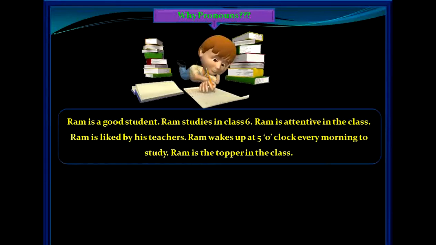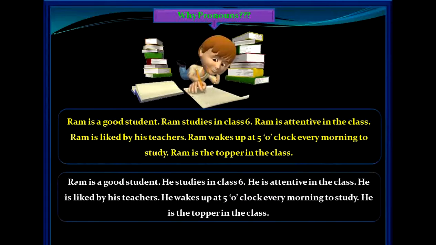So in order to avoid repetition of nouns, we use pronouns. So by using pronouns appropriately, we can rewrite this paragraph as Ram is a good student. He studies in class 6. He is attentive in the class. He is liked by his teachers. He wakes up at 5 o'clock every morning to study. He is the topper in the class. So children, we use pronouns to avoid repeating the same nouns over and over again.